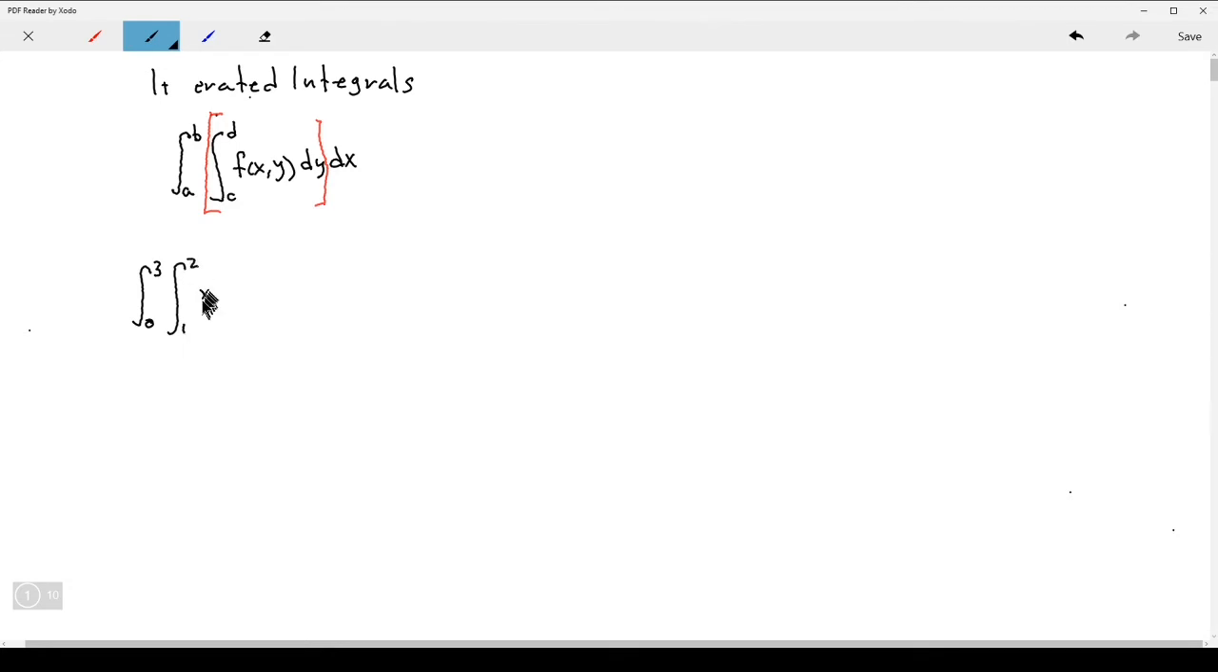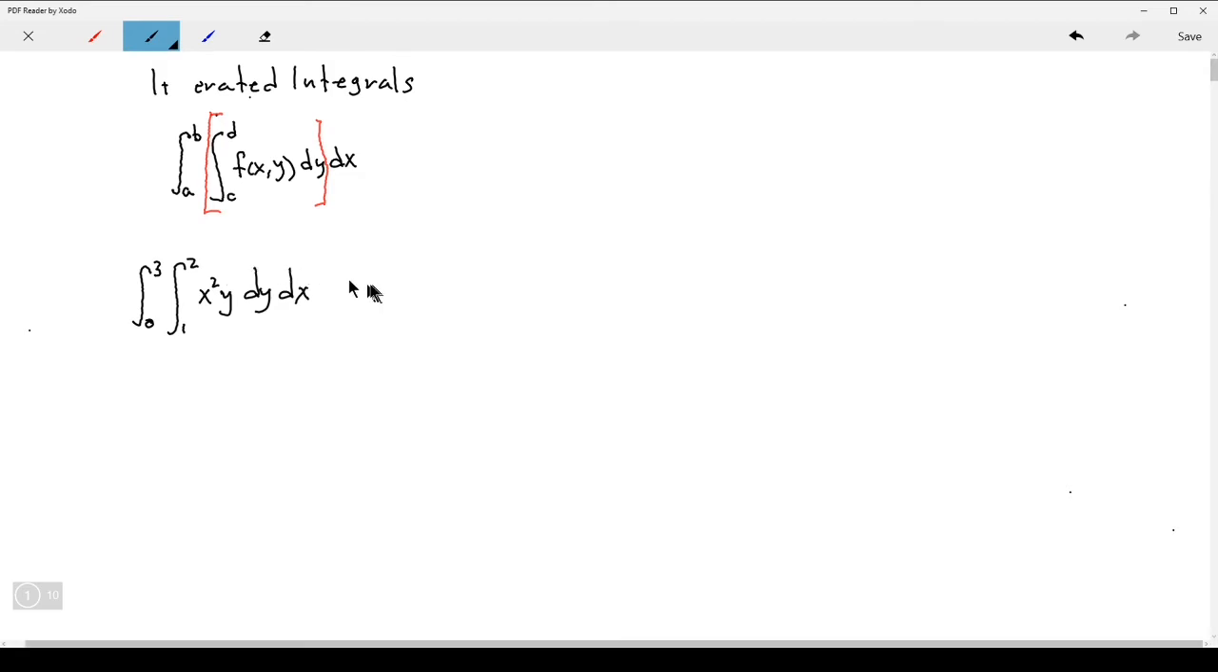And my function is x squared y dy dx. All right, now in terms of the practical matter of evaluating these, we evaluate them the same way we do partial derivatives. If I'm taking an integral with respect to y, x is a constant. If I'm taking an integral with respect to x, y is a constant.